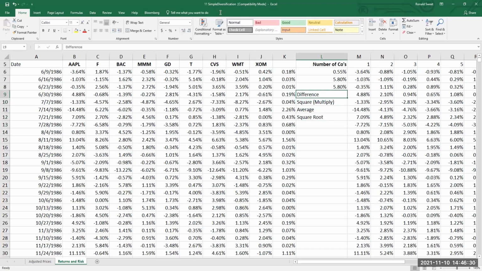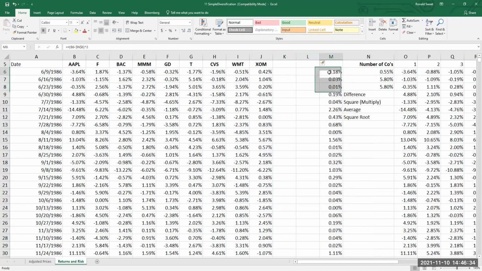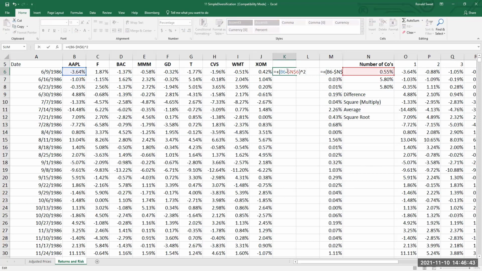All right, now if you wanted to do correlation, correlation is the exact same thing, except here for Apple, we took the difference, but we're not going to square it for correlation.